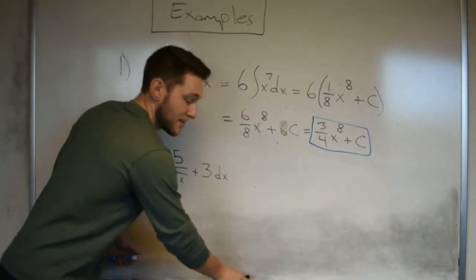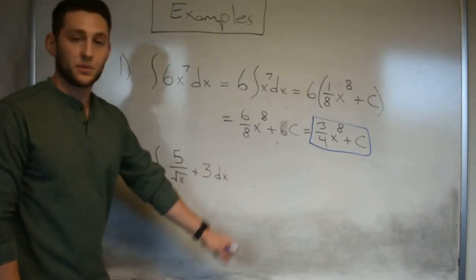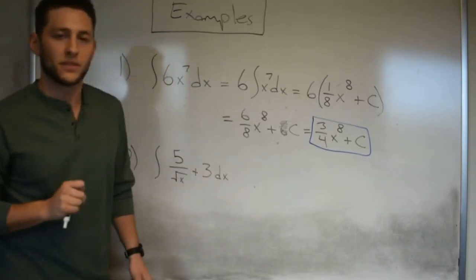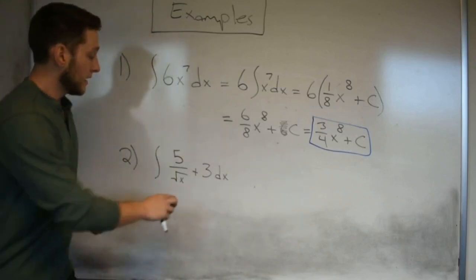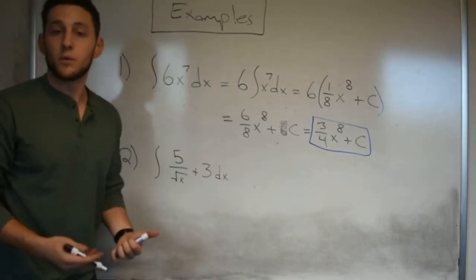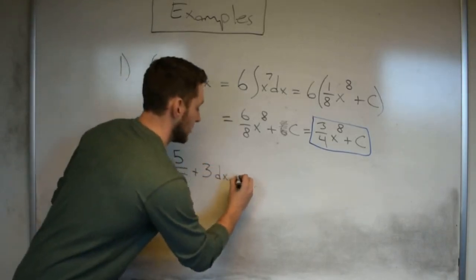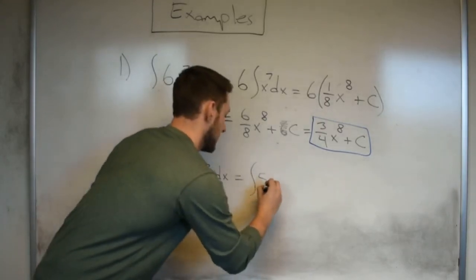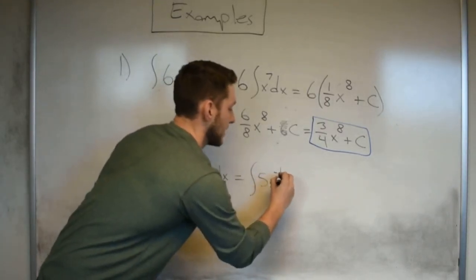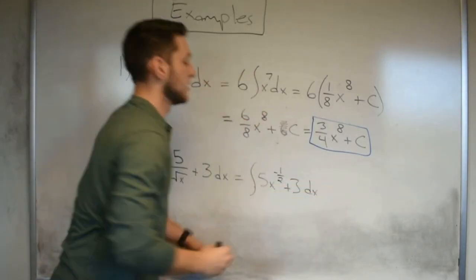Last example we'll do on this board, we have 5 divided by the square root of x, plus 3. We're finding the antiderivative of this. Now, just like when we were deriving, the square root notation isn't too helpful for us. So the first thing I'm going to do in example 2 is to rewrite it. Let's go 5x to the negative 1/2 plus 3 dx.